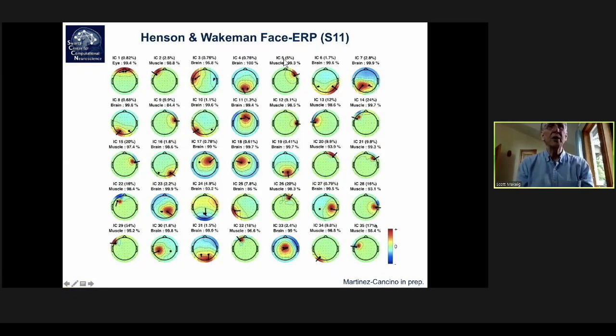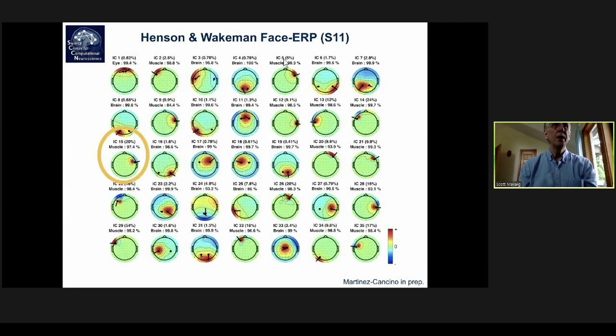Now back to the Henson-Wakeman data. Here is a wonderful decomposition from one subject's data. And these are the first 32 components or 35 components. And we've added a little information here for a paper that we're putting out. These data were taken in the MEG shielded room, which is also an electrically shielded room. So the data are really quite beautiful. And as is the ICA decomposition here.